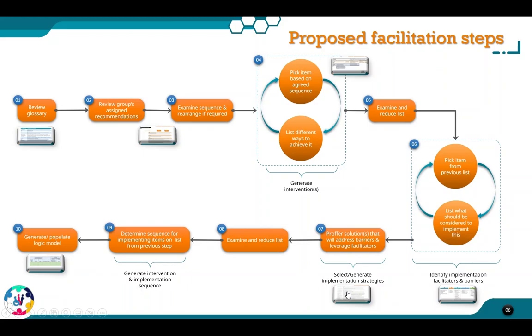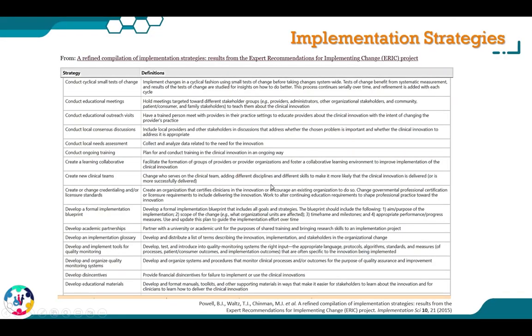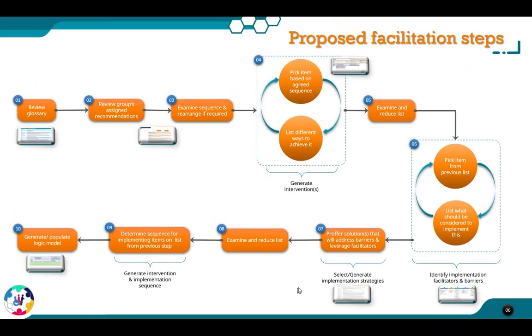The team can be presented a list of commonly adopted implementation strategies from the literature to choose from. Here is a screenshot from a list of 73 strategies. The reference to access the full list is written below here. On completion of Step 7, there may be the need to reduce generated or selected implementation strategies. The task of reducing the list is done in Step 8 using appropriate methods.